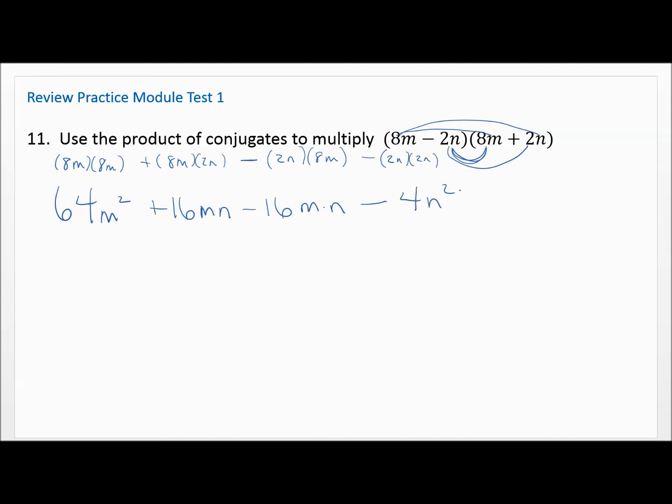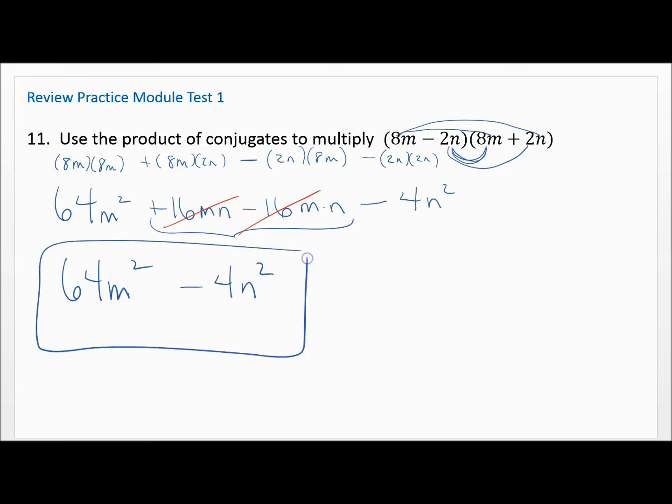Now here's what happens when you have conjugates. These middle terms cancel out every time you multiply conjugates together. So some people skip that step and just multiply the first two together and the last two together and know that it's minus. But I think it's good practice to go ahead and do all of the FOIL method when you do these binomial conjugates, and then just cancel them out. That way you're applying a method that works for every type of multiplying binomials together, other than just the conjugates.